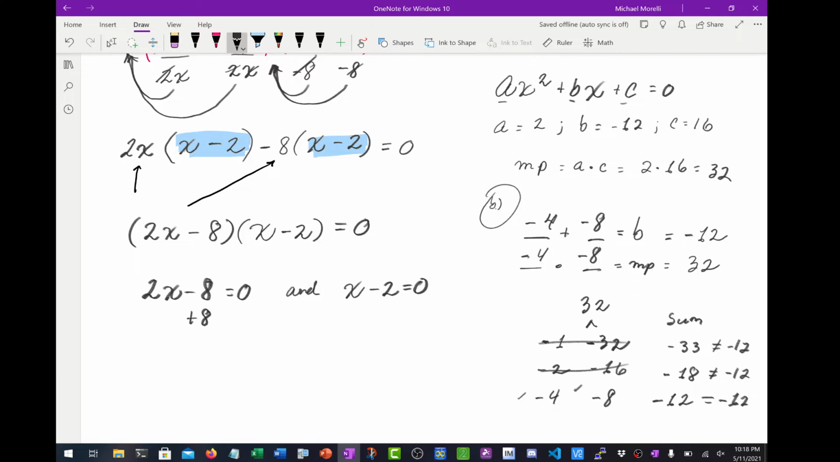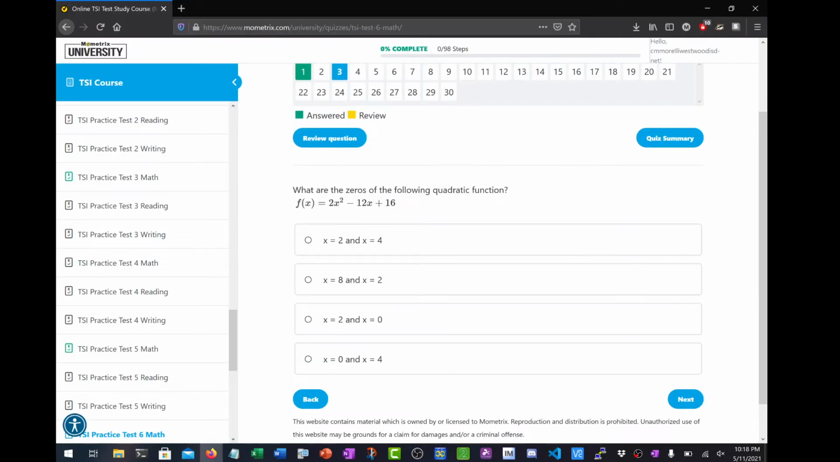Now I'm going to add 8 to both sides here. And I've got 2x equals 8. And I'm going to divide both sides by 2. And I have x equals 4. Over here I'm going to add 2 to both sides. And I have x equals 2. So the two solutions are 4 and 2. Okay, so those are the two zeros.